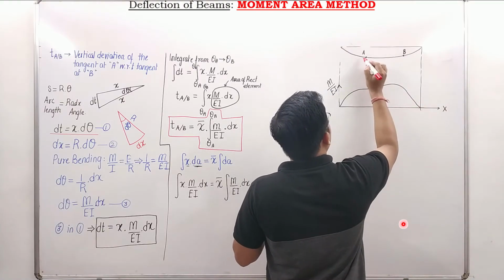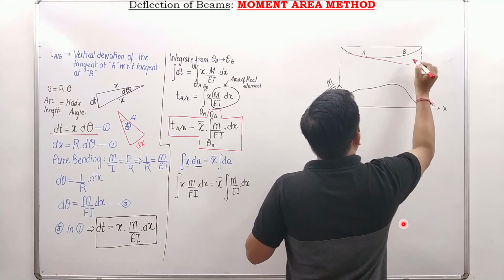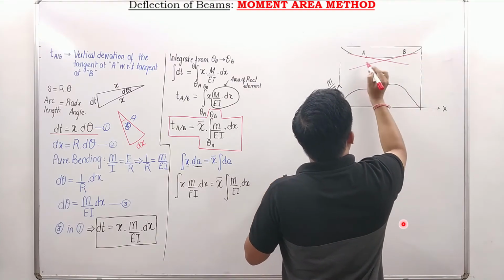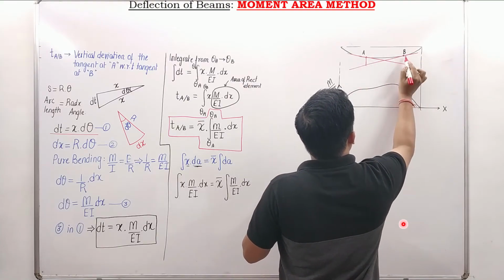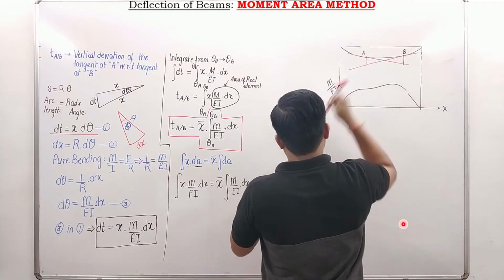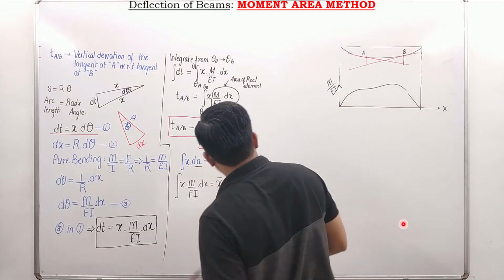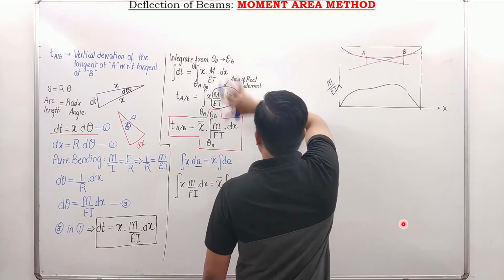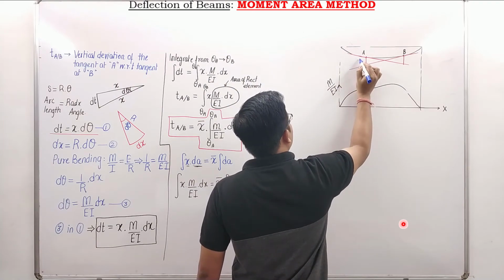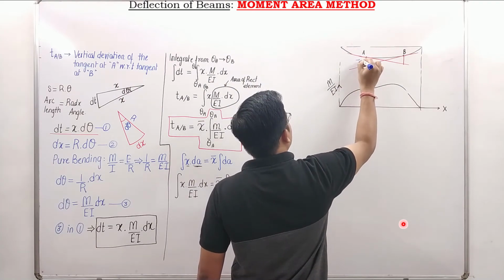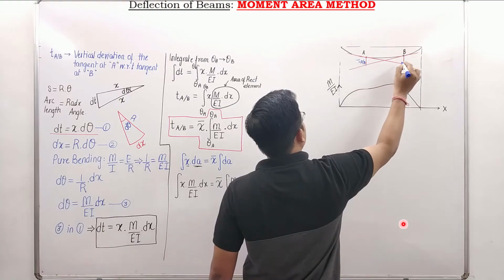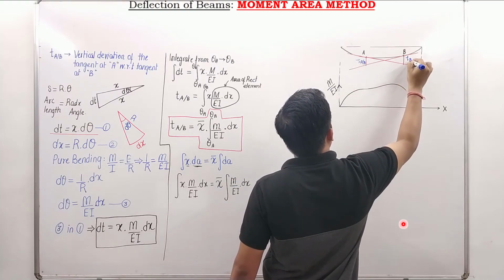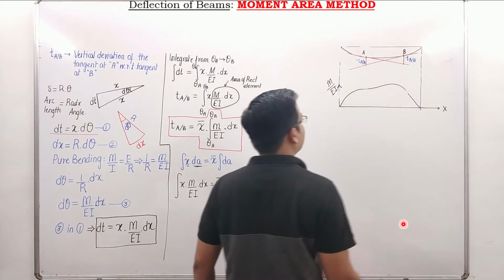And if you draw a tangent at A, and if you draw a tangent at B, this obviously is the vertical deviation at A, and this obviously is the vertical deviation at B. If I were to write this, I'm summarizing everything: vertical deviation at A can be written as T A by B or A to B, and this can be written as T P to A.